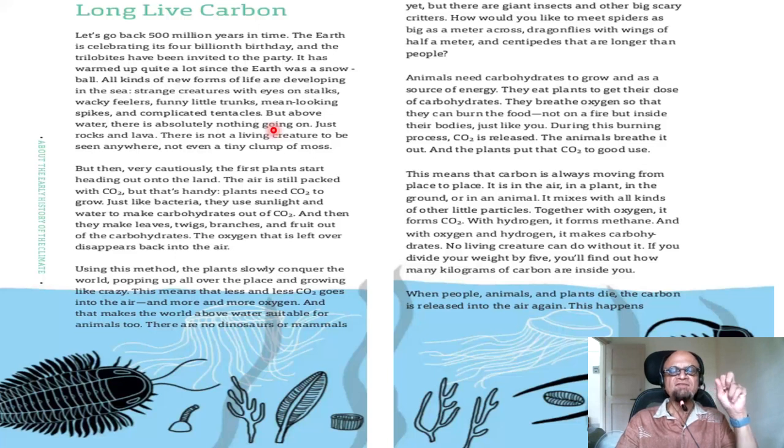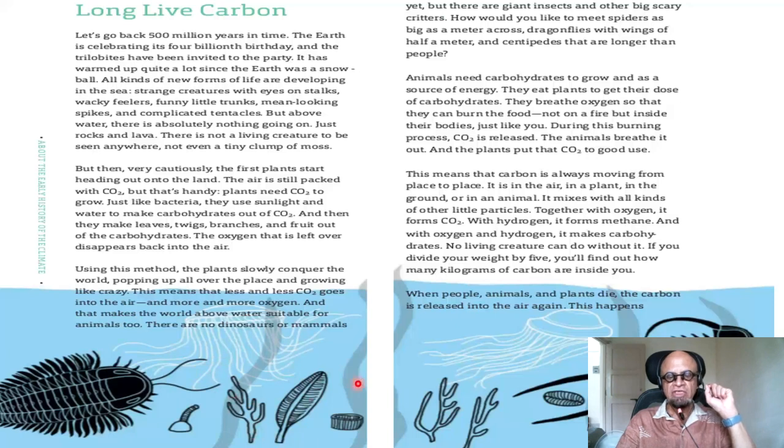All kinds of new forms of life are developing in the sea. Strange creatures with eyes on stalks and wacky feelers, tentacles and so on, funny little trunks and mean looking spikes and complicated tentacles. But above water there is absolutely nothing going on, still just rocks and lava. There is not a living creature to be seen anywhere, not even a tiny clump of moss which can grow on a rock.